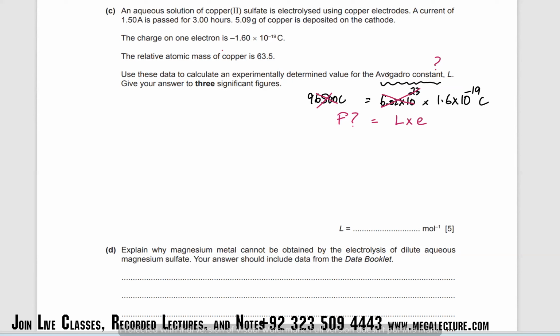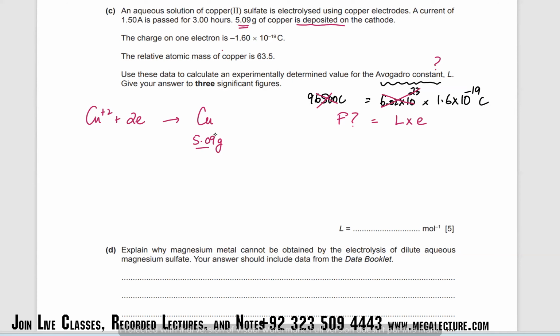Now the question is कि copper is being electrolyzed, so copper is deposited. वही equation होगी कि copper ions will go to the cathode. They'll gain 2 electrons and become copper, right? So he says that 5.09 grams of copper is deposited at the cathode. 5.09 grams. So how many moles is this?